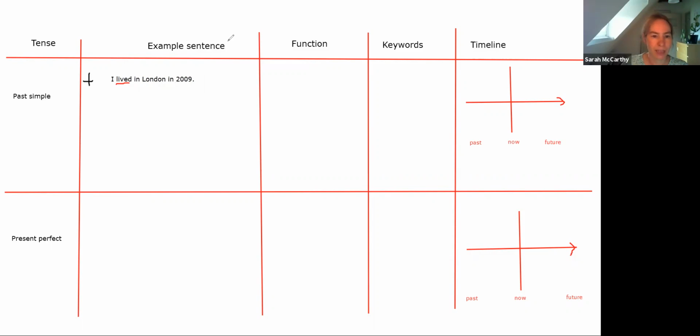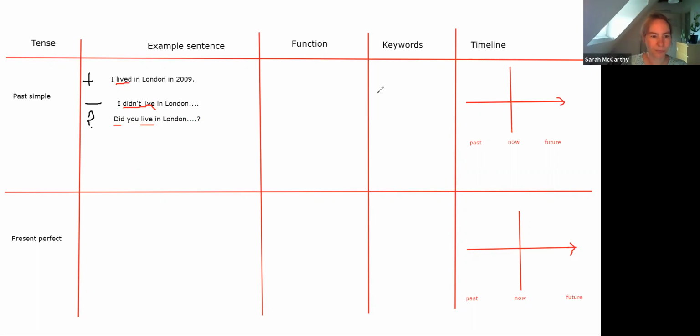So the negative form would be: I didn't live in London in 2009. And the third form, the question form, would be: did you live in London in 2009? Didn't live, did you live?